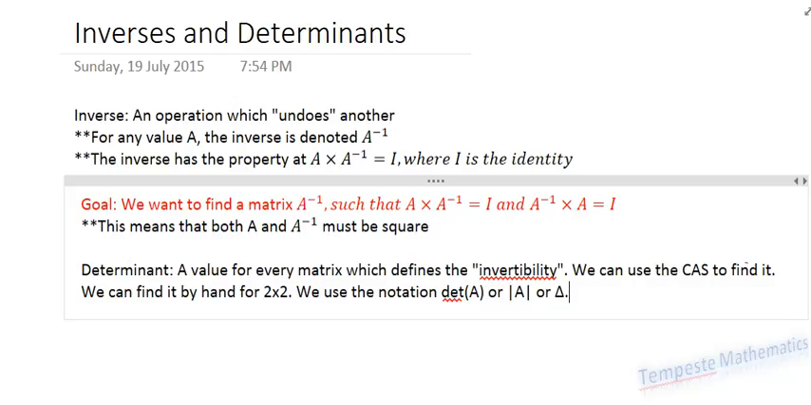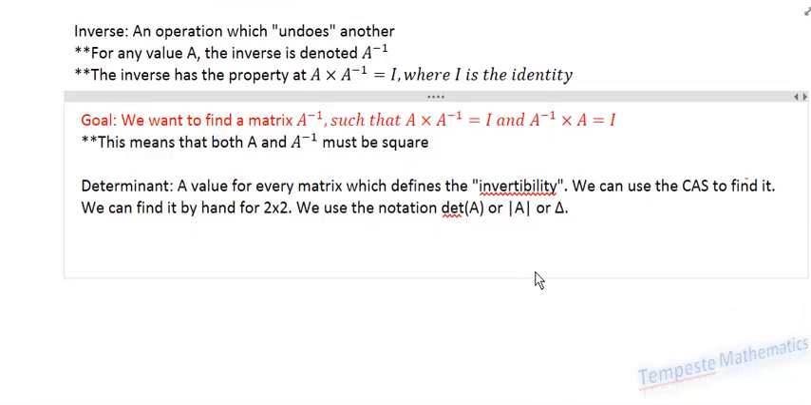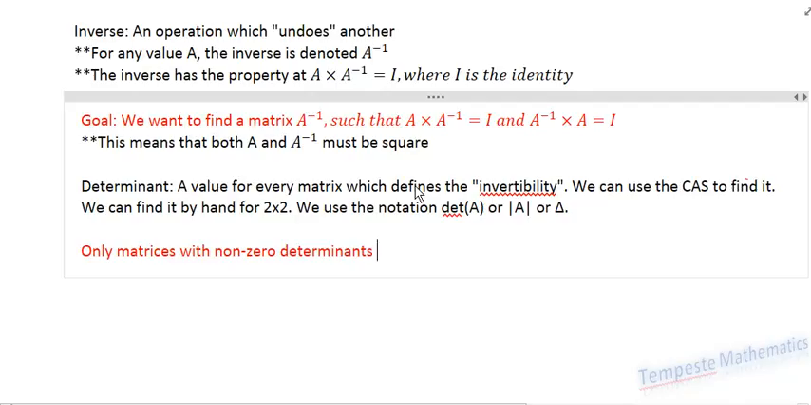We've got this inverse. Not all matrices have an inverse. If they do, we use the determinant to check. I'm just going to switch the font back to red because this is very important. Only matrices with non-zero determinants have inverses. What do I mean by that?